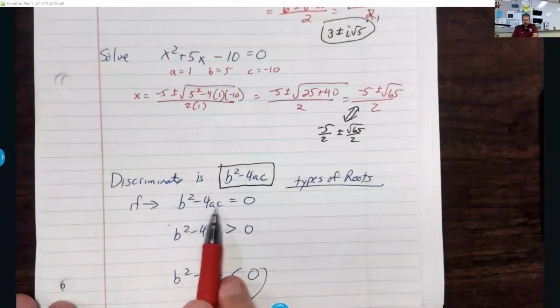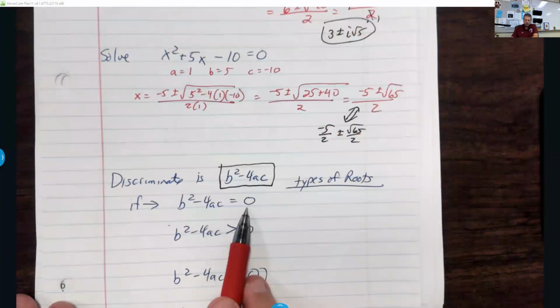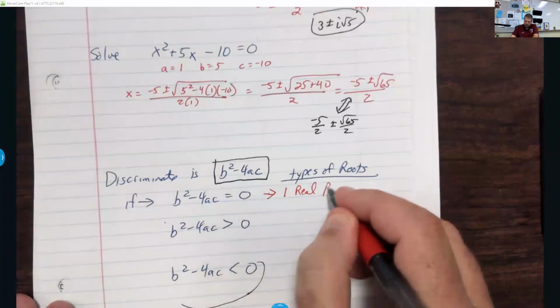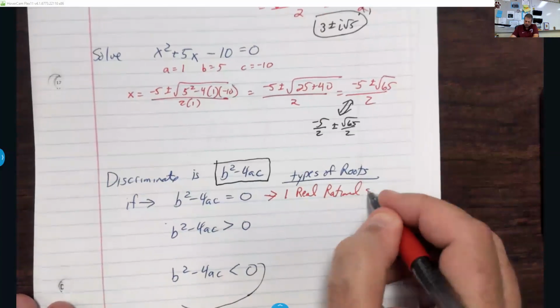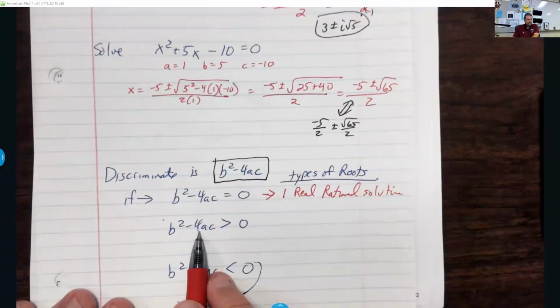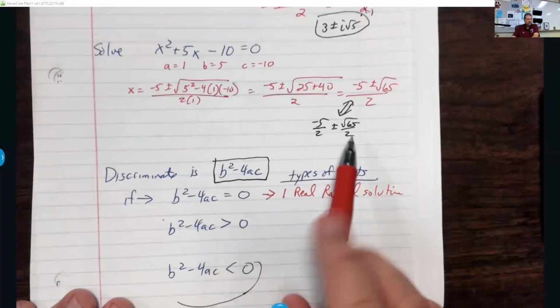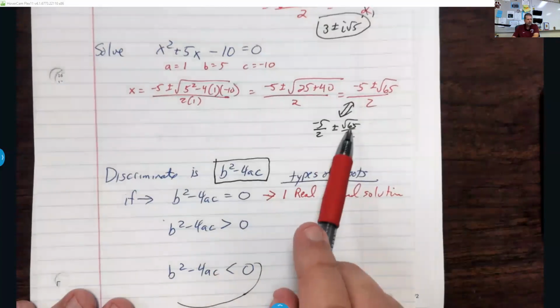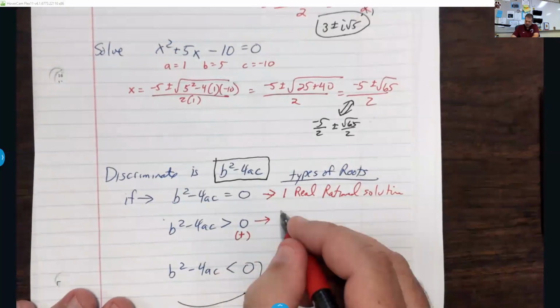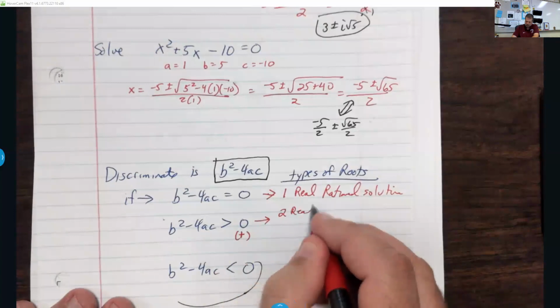All right, so if the discriminant is equal to 0, you are going to know that you're going to have one real rational solution. And I know you're supposed to have 2, but that one real solution in mathematics counts as a double. Okay, and we'll talk about that more when we graph. If that discriminant number is greater than 0, up here, 65, greater than 0, right? Or in other words, is positive, you're going to get 2 real solutions.